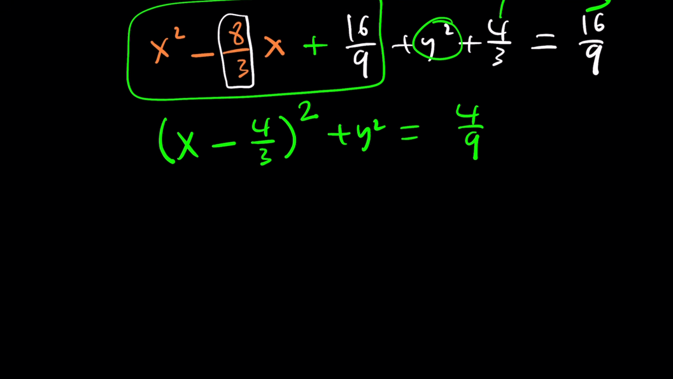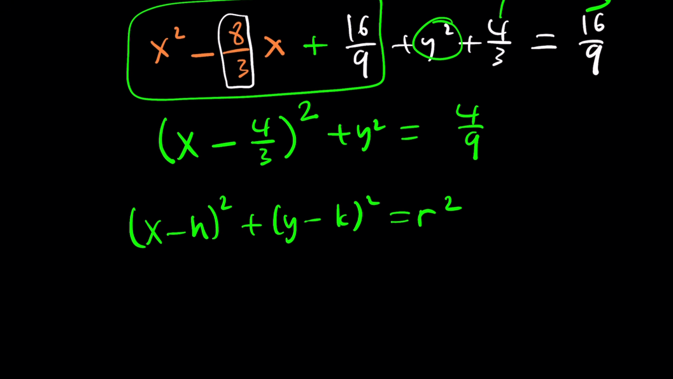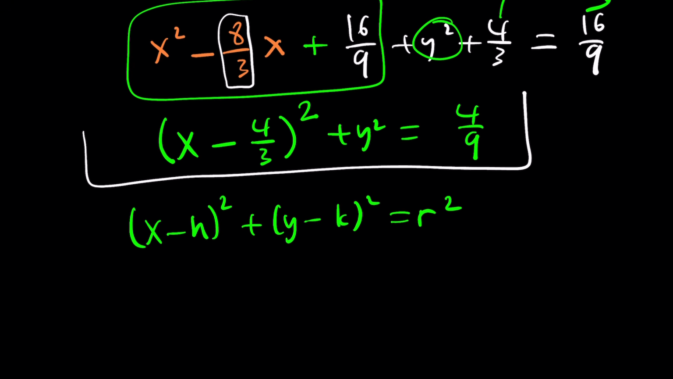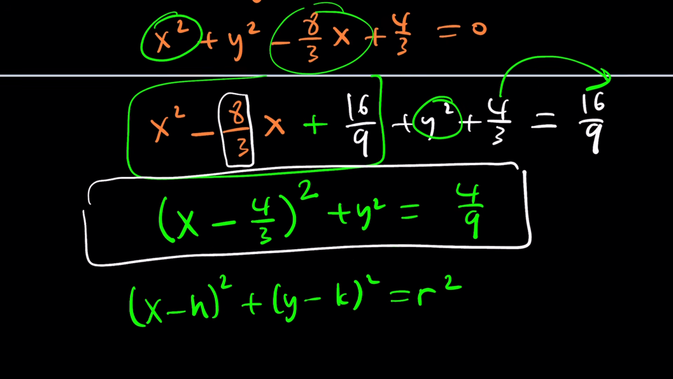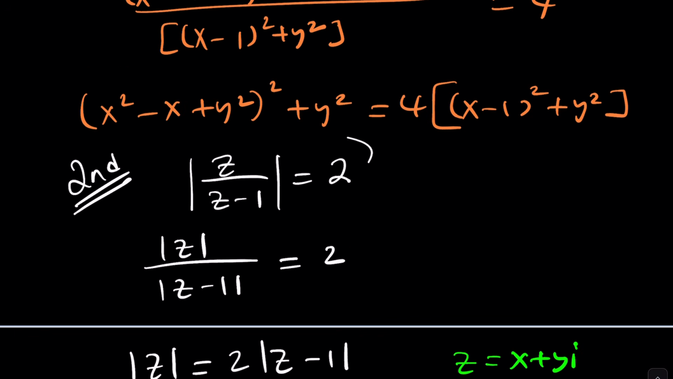Now, what does this tell you? If you remember this type of thing, like x minus h squared plus y minus k squared equals r squared, is the equation of a circle with center at h, k and radius r. So this is a circle, and we call this a locus problem. That's why we use x plus yi instead of a plus bi, because we want to represent it in the coordinate plane, which means there are infinitely many solutions, and when you draw the circle, all the points on the circle are going to satisfy the original equation.